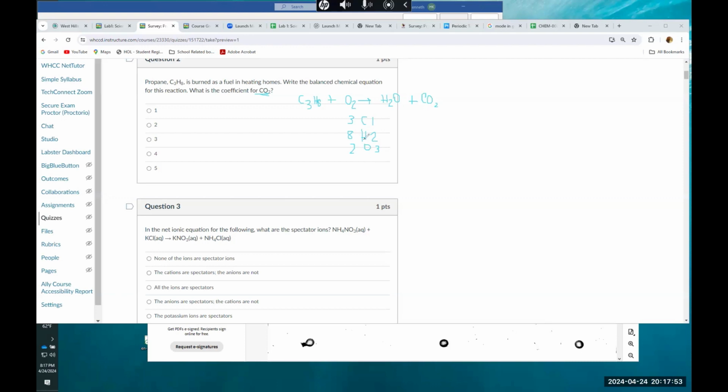We can put a 3 on the CO2. Okay, so then that gives me 3 carbons, and then 6 oxygens. Sorry, my brain wasn't working. Wait, no, that's 7. I wrote it wrong because I forgot the other H2O. So 7 oxygens. Oh, yeah, that's right. I was looking at my paper, not the screen. Okay, so we got 7 oxygens.